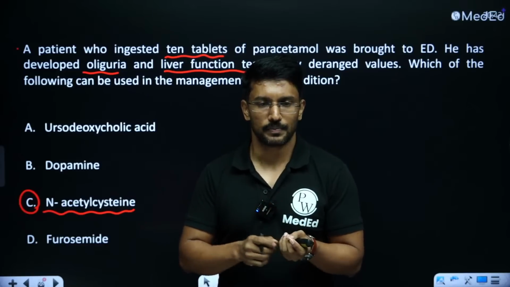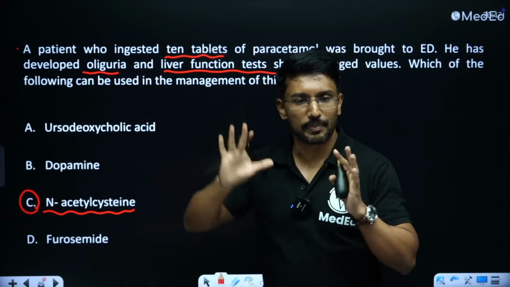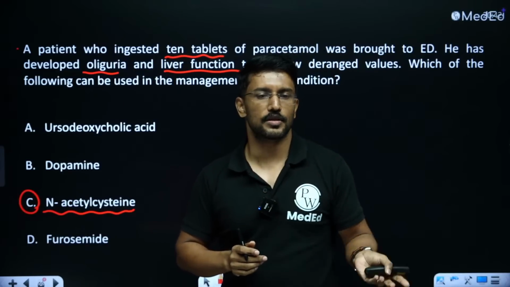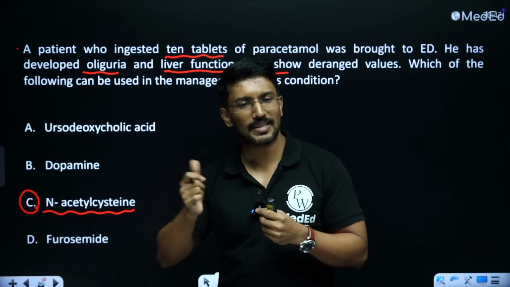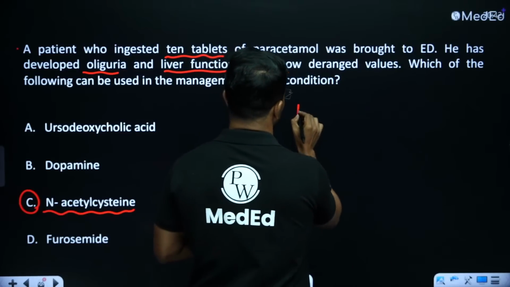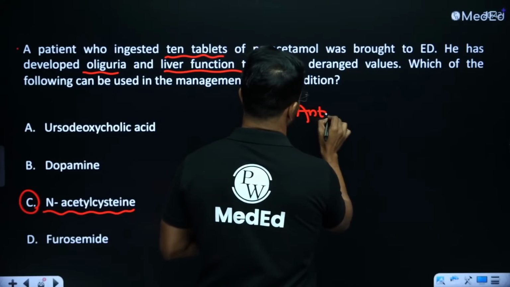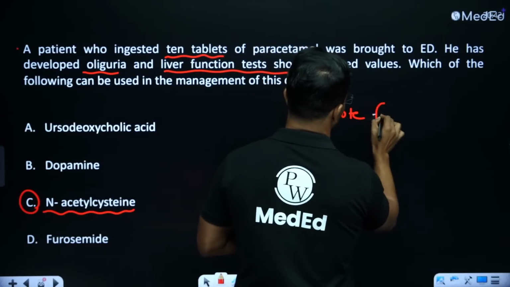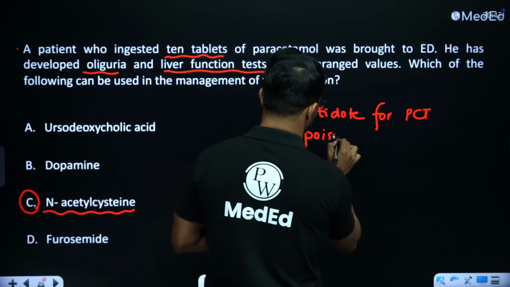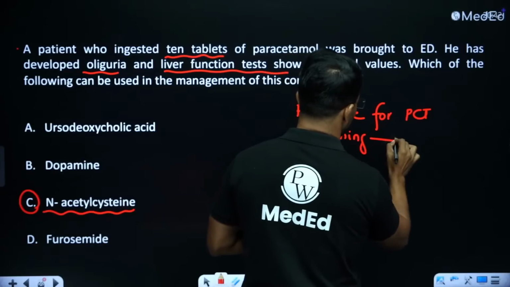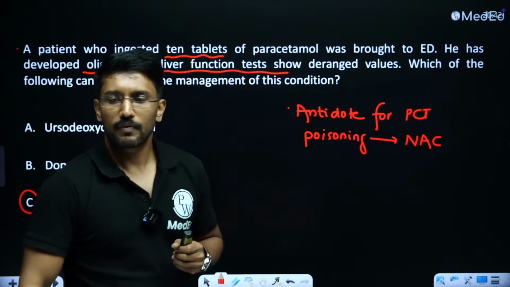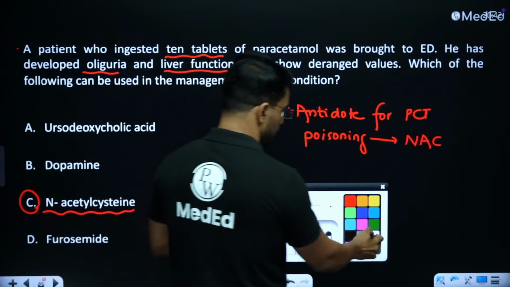The point is, let us say that I got a patient who has taken paracetamol. He has not developed any complications as of now. He has come to me. Should I give N-acetylcysteine to all patients or selected patients? All or selected patients? Antidote for paracetamol poisoning: N-acetylcysteine, NAC. If NAC is not available, can there be an alternative?